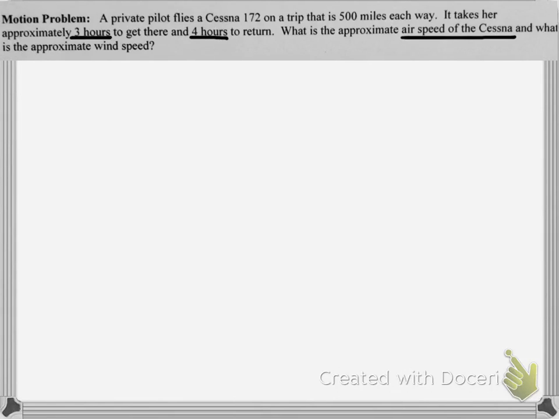So this is what I would call a standard distance equals rate times time problem, because we're looking at how fast the plane's moving, how fast the wind's moving, and those are rates. Those are what we would call R values. So I would go ahead and set this up using our distance equals rate times time formula, otherwise known as DIRT, if you like that.